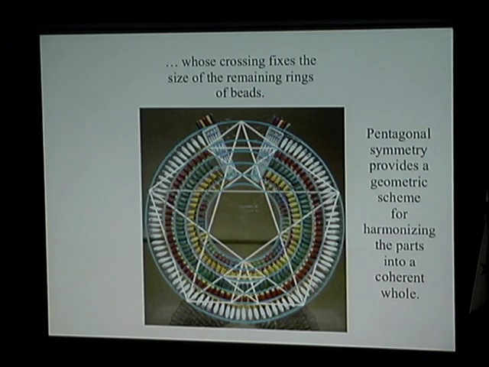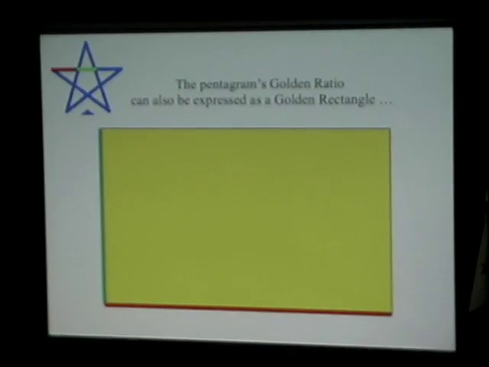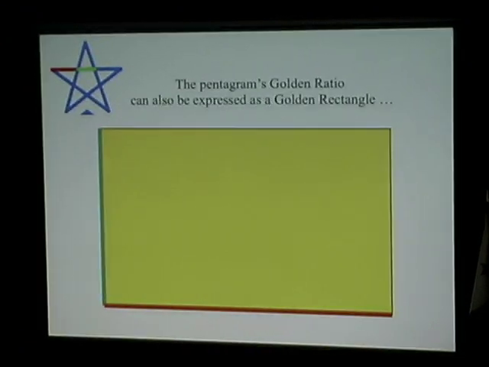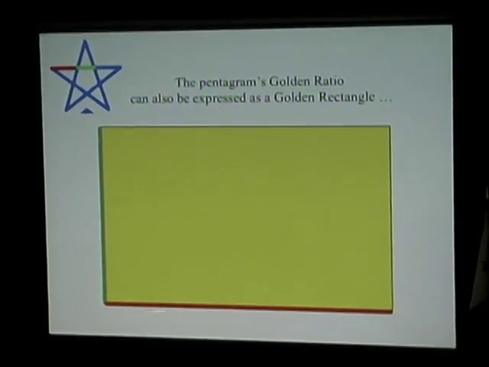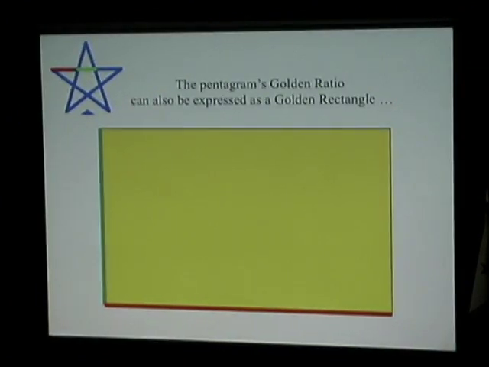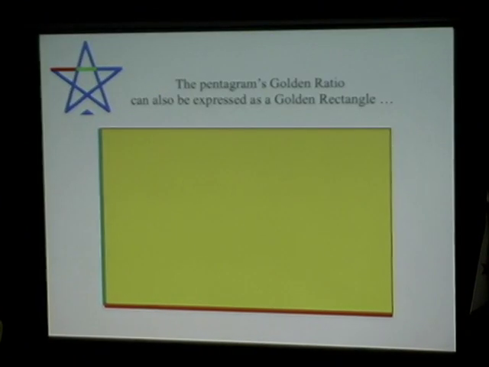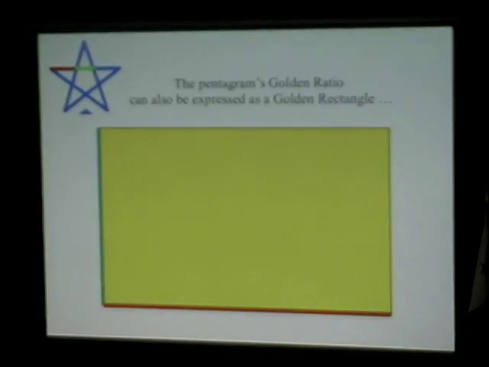And so this kind of symmetry, pentagonal symmetry, really all geometric symmetry, provides a scheme for harmonizing the parts into a coherent, very pleasant-looking wholeness. The crossings, the lengths, the golden ratio, the long and the short, also occur in the so-called golden rectangle. The long to the short makes this particular rectangle. This is the one you can see. Here's half of it, made by your arms.